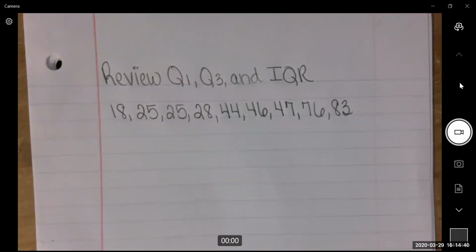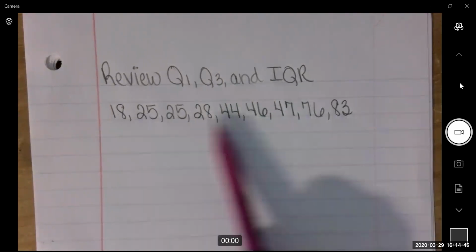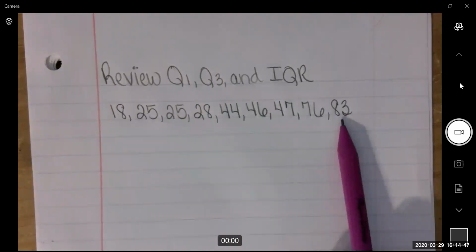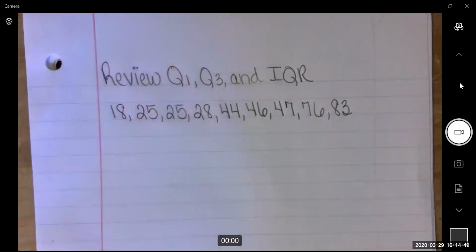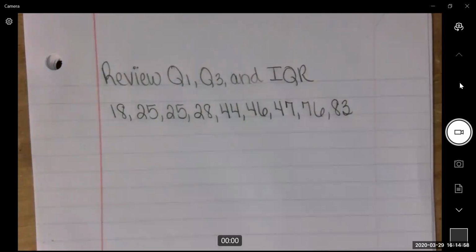So as you can see, from the data, remember the first thing is always to put the data in order from least to greatest, which is already done here, so that's good. Okay, so let's count the pieces of data. 1, 2, 3, 4, 5, 6, 7, 8, 9. All right, so I have an odd number of pieces of data, so that tells me that I'm only going to have one number when I'm looking for that median. So we're going to find the median, quartile 1, quartile 3, and the interquartile range.